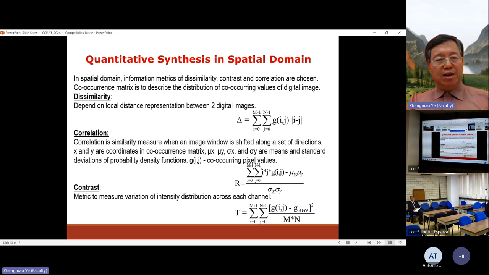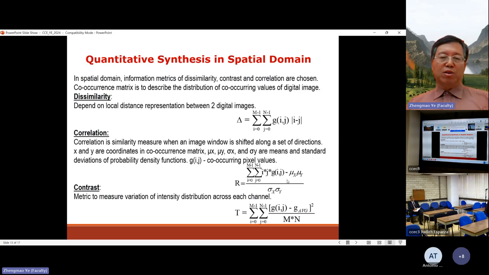The second one is the correlation. The correlation is another similarity measure where the image window is shifted along a direction: left, right, up and down, and also two diagonal directions. x, y right here are the coordinates of the co-occurrence matrix. Mu x, mu y, sigma x, sigma y are the mean values and the standard deviations of the probability density functions. And g right here is nothing but the co-occurring pixel values.